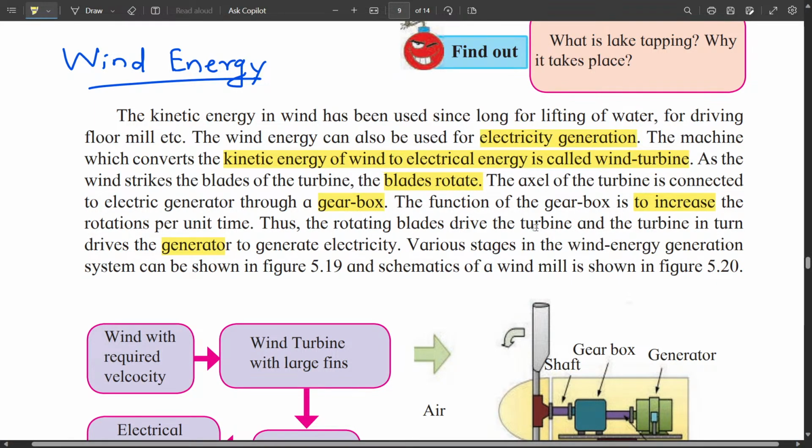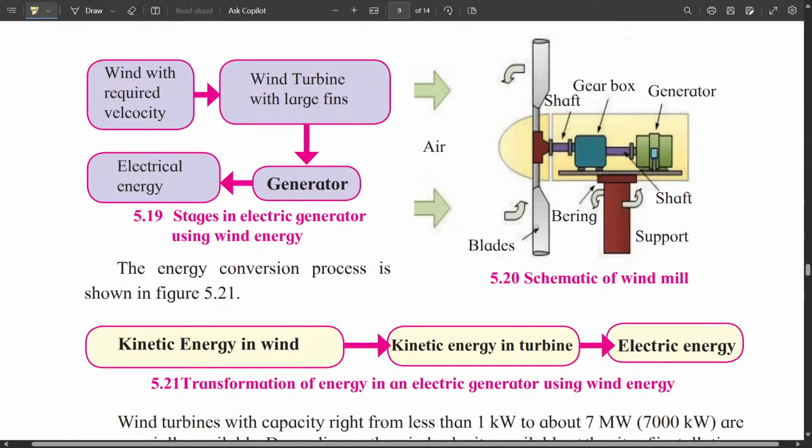Various stages in the wind energy generation system can be shown. So first we have a wind with required velocity, then wind turbine with large fins, generator and electric energy. Here you can see that schematic. There are the blades which rotate due to wind, then that kinetic energy is transferred to shaft, gearbox, ultimately generator. So kinetic energy in the wind is converted into kinetic energy of the turbine, ultimately into the electric energy.